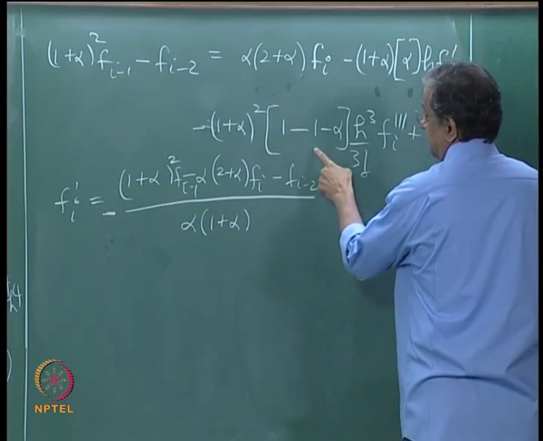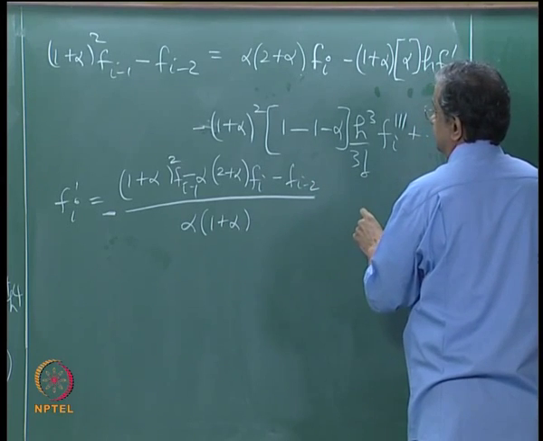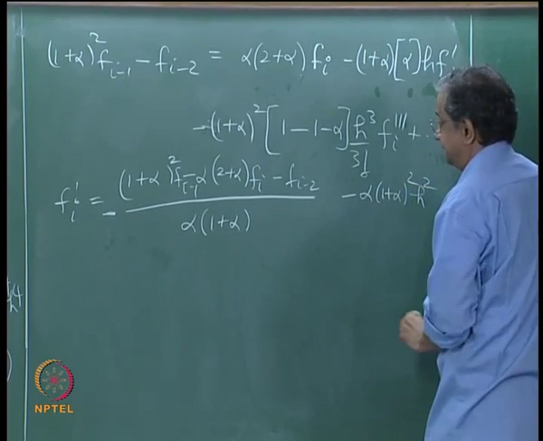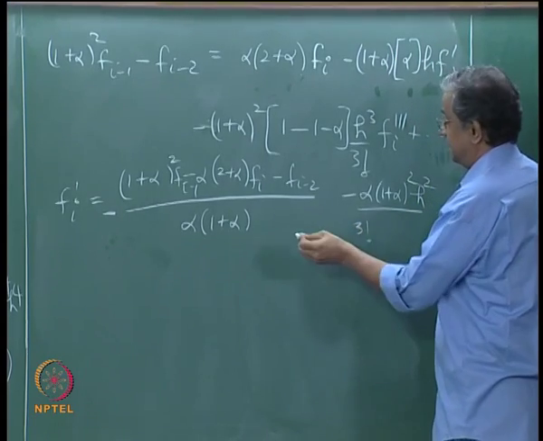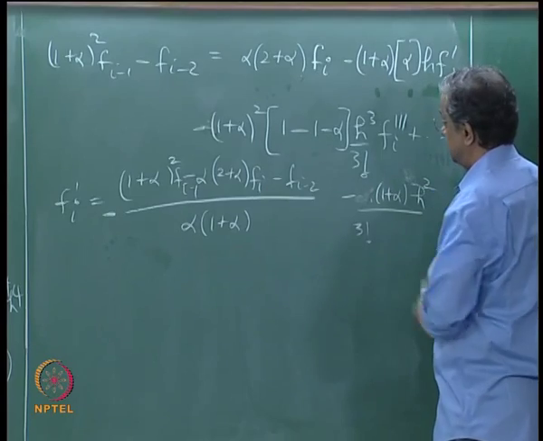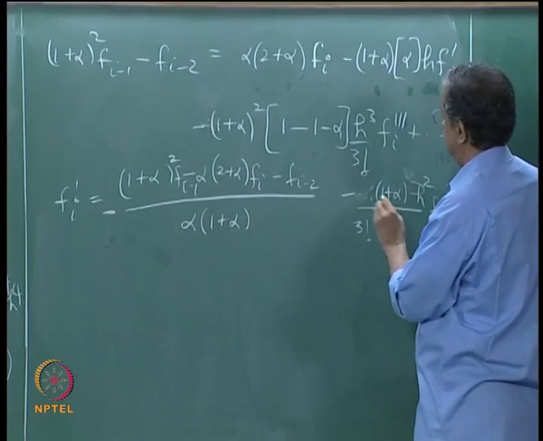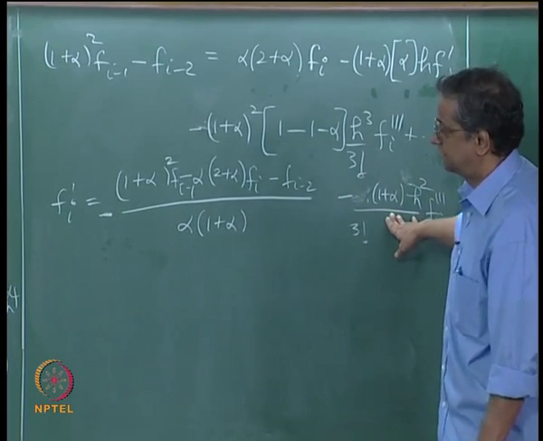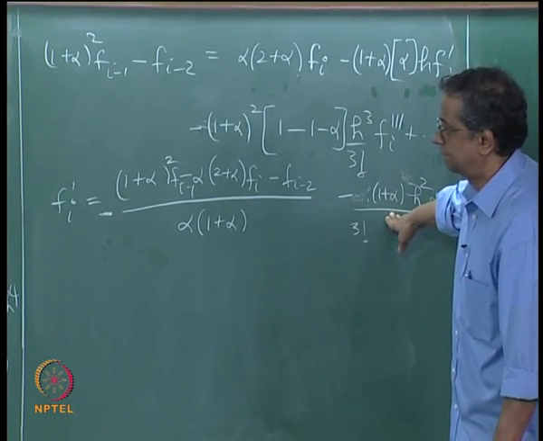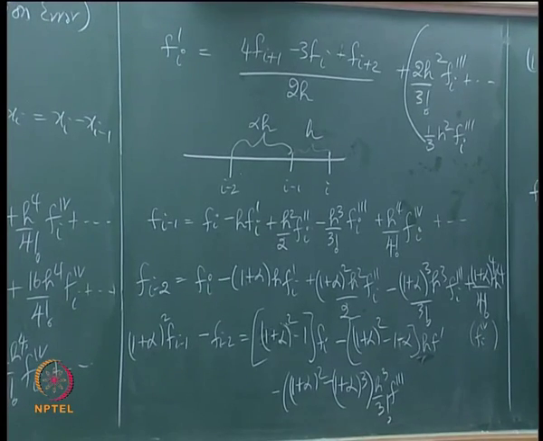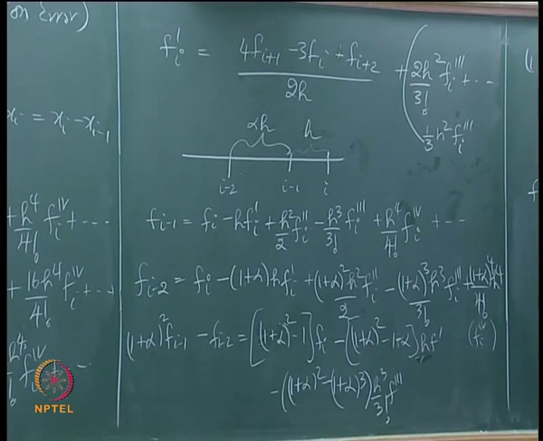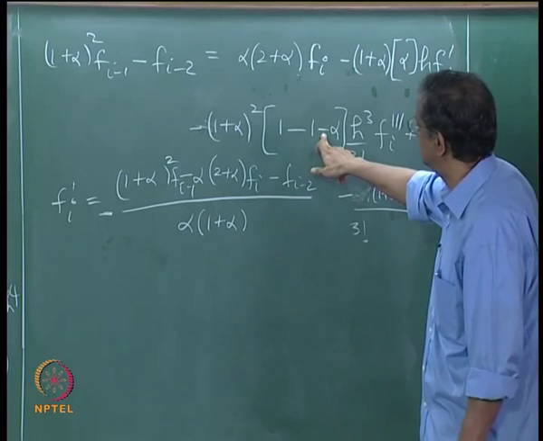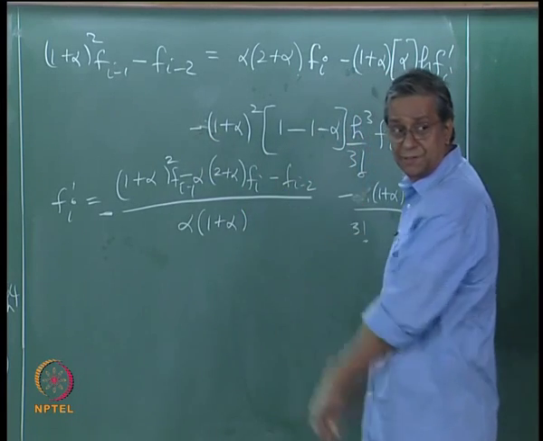And this, what is the truncation error now? Minus alpha into 1 plus alpha squared h squared by 3 factorial, and I have to divide by alpha times 1 plus alpha, so that gives you a 1 plus alpha f triple prime at i. It has to be a plus. No, it is right. There is a negative sign here. And there is one more negative sign. It will turn out right.